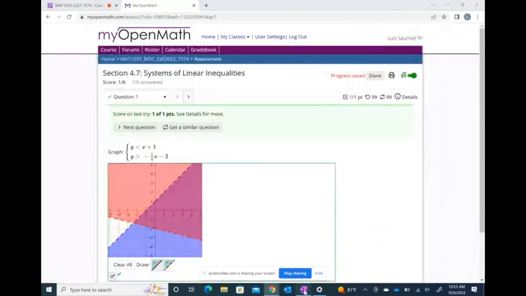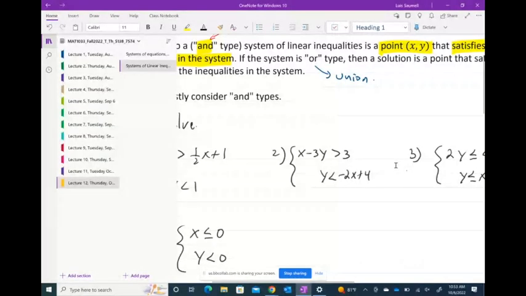So let's see. Why don't you try number 2? Try number 2, and then we do it together.